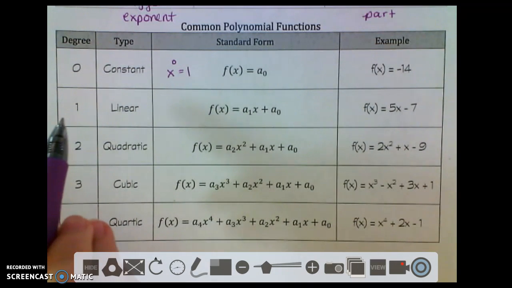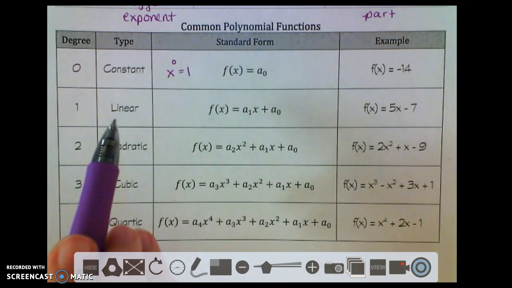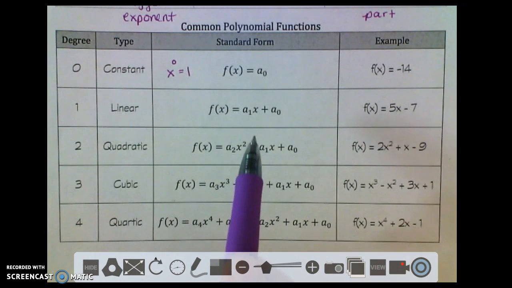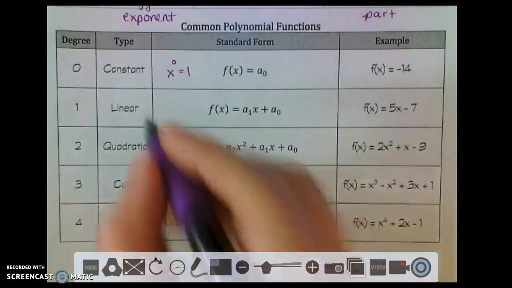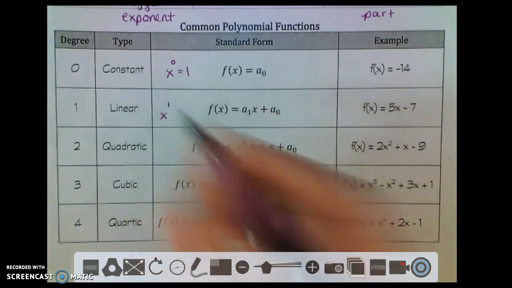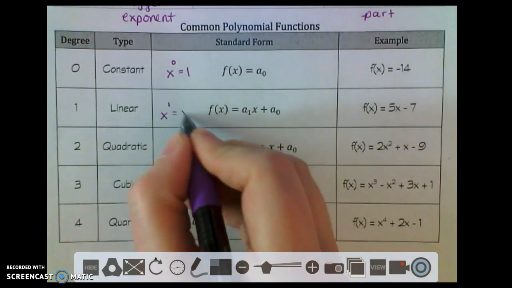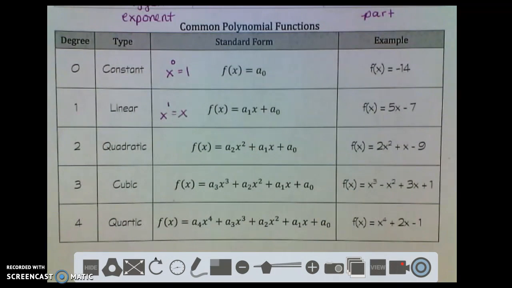So a constant function is just f of x equals a number. A degree 1 polynomial is a linear polynomial because your only variable part is just an x with no exponent, or an x with an invisible exponent of 1. So when your only variable term has an exponent of 1, you have a linear function. So 5x minus 7 could be a linear function. 12x could be a linear function. You don't have to have that constant term there, but you do have to have the x term there.